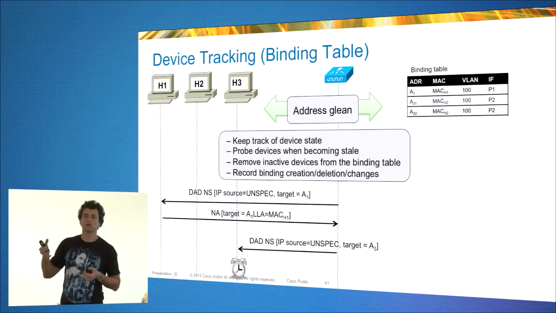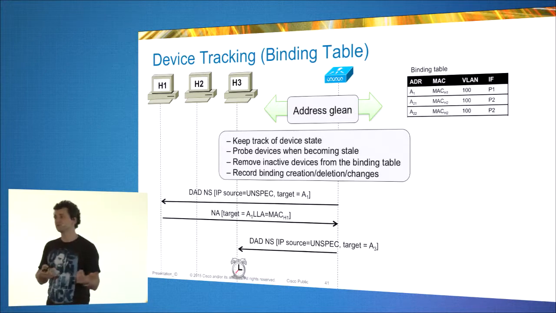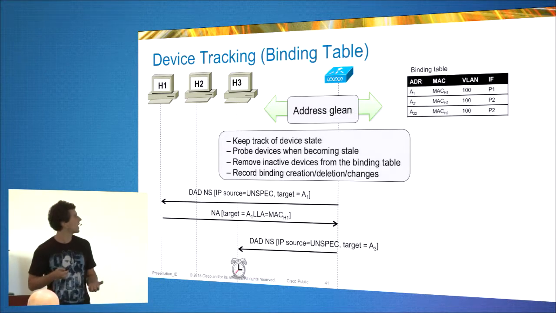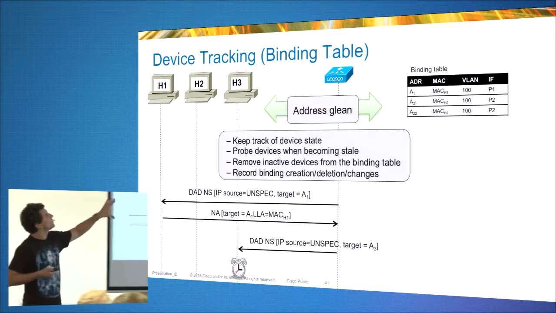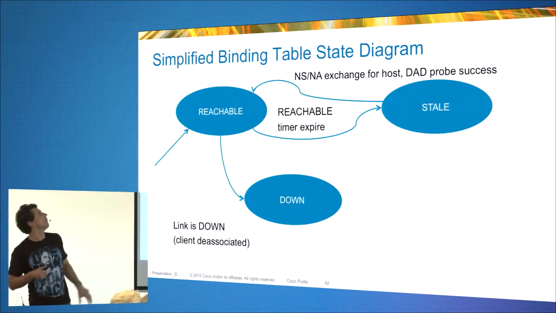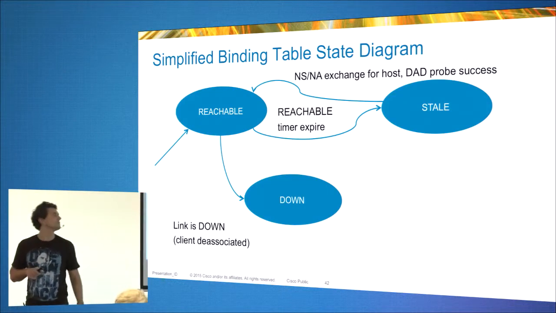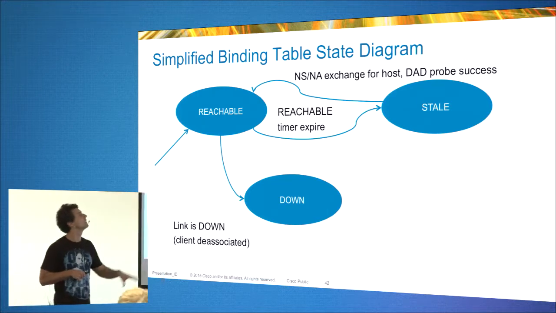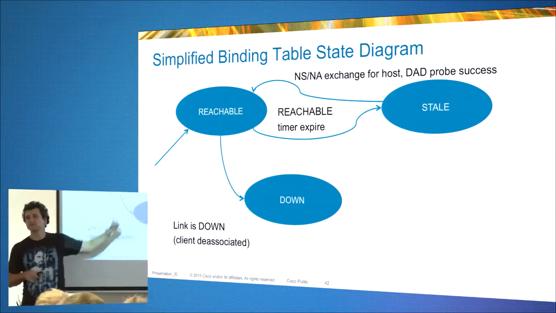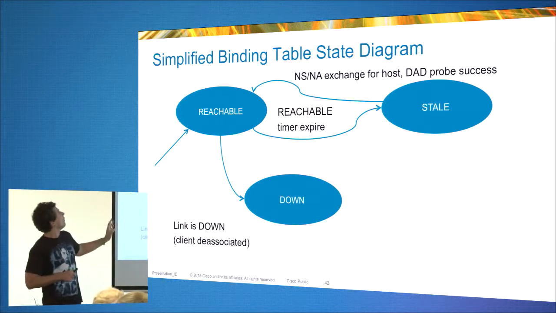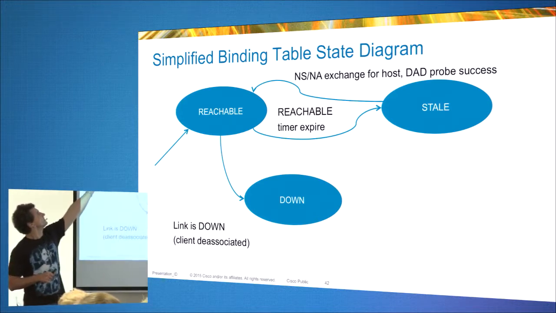So this way, one client cannot spoof the address of another client. And in order to understand a little better the configuration parameters of this mechanism, there's a simplified state diagram of the entries in this table.